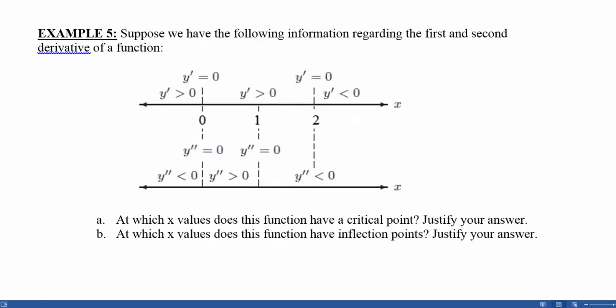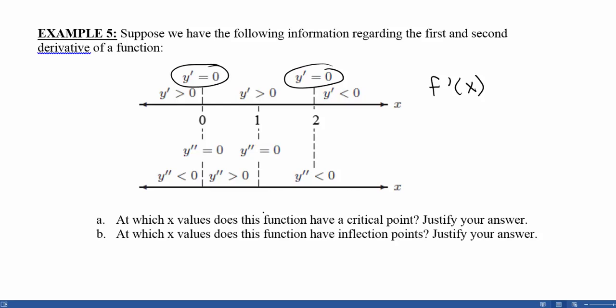Example 5. Suppose we have the following information regarding the first and second derivative of a function. So here we have some derivative maps. The top part here is telling you what's happening at the first derivative. It's telling you the sign and where the first derivative equals 0.